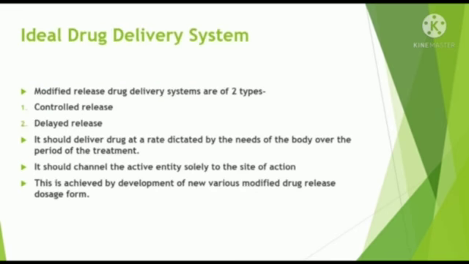Before starting the ideal drug delivery system, we should know about modified release drug delivery system. Actually, modified release drug delivery systems are of two types, that is controlled drug delivery system and delayed release system. Now the ideal properties of a drug delivery system are, first of all, it should deliver the drug at a rate dictated by the individual over the period of the treatment.